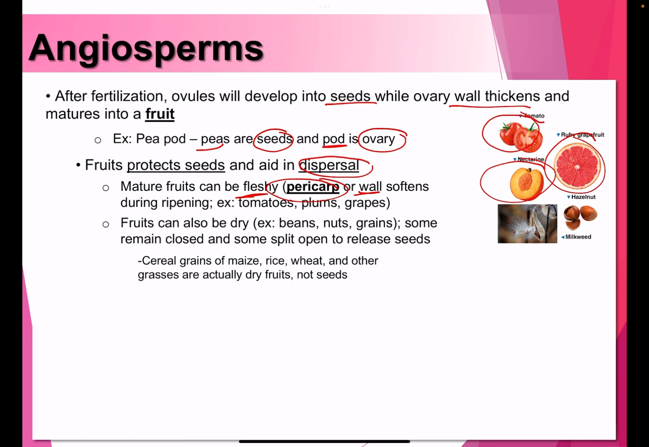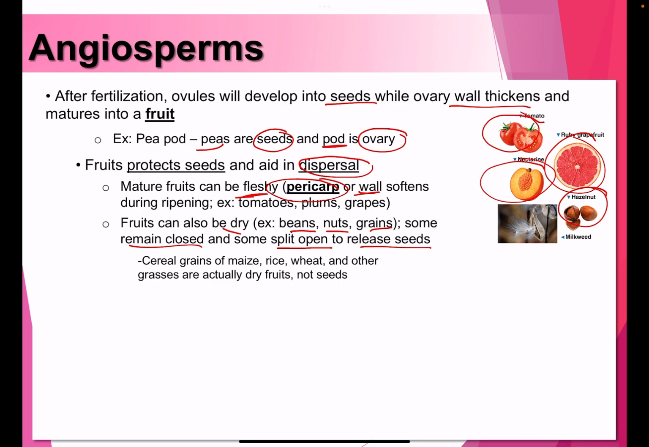Okay. Now, fruits can also be dry, and these include your beans, nuts, and grains. So for these dry fruits, some of them will remain closed throughout the entire lifetime. Some will split open to actually release the seeds. Those that remain closed are usually really thin and directly stuck next to the seed, and that's why they don't need to open. But there are nuts like hazelnuts, peanuts, etc. that actually can split open to release the seed within.